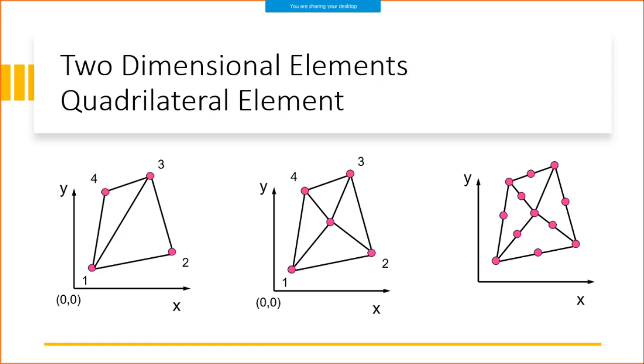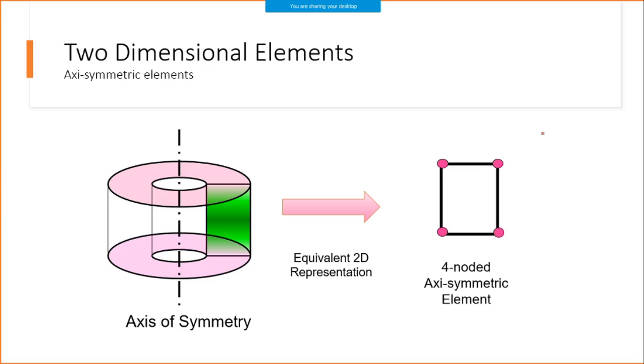This quadrilateral element can have a higher order. This is first order. This is also first order. This may be second order. Second order. Likewise, if I go on increasing the nodal points on the edges or in between the area, or I increase the internal nodes in the element, that will increase the polynomial order, and I can get higher order polynomials, higher order elements.